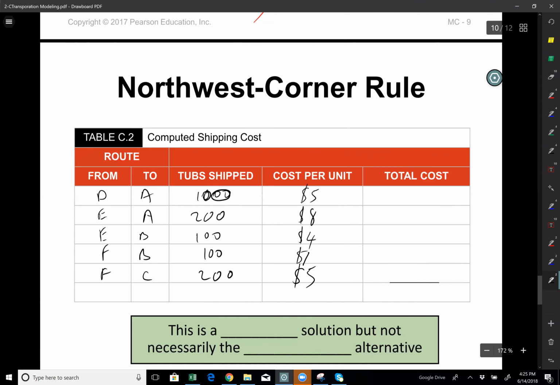And if I multiply this, 100 times 5 will give me $500. 200 times 8 will give me $1,600. 100 times 4 will give me $400. 100 times 7 will give me $700. 200 times 5 will give me $1,000. If I add these costs up, I will get $4,200 of total cost.